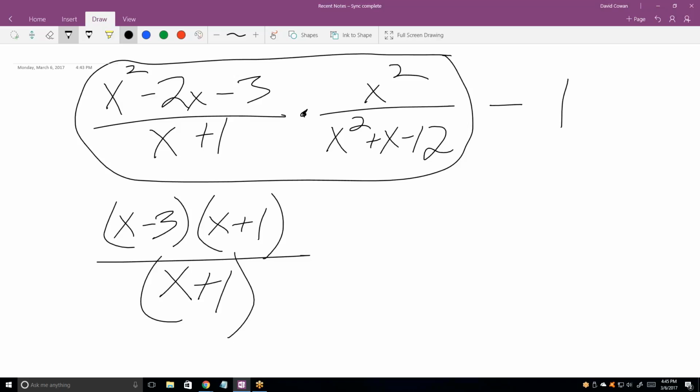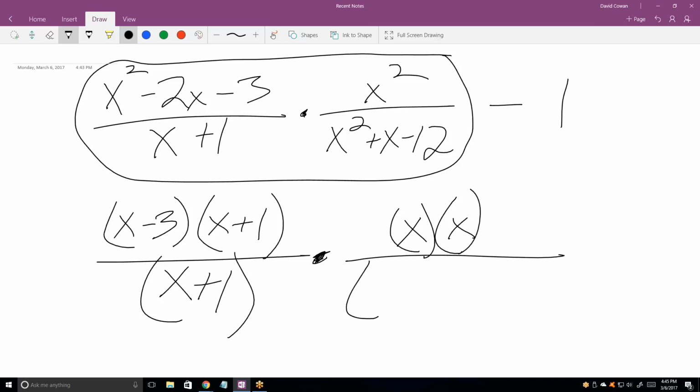You can usually be fairly certain that some of these are going to cancel out. So it's not surprising that x plus 1 would be one of the factors. Okay. This, well, I could make that x times x. Okay, I will. That's the numerator. Factor the denominator. X plus 4, x minus 3. Good. You're good at factoring. I like that. And now cancel everywhere you can cancel.